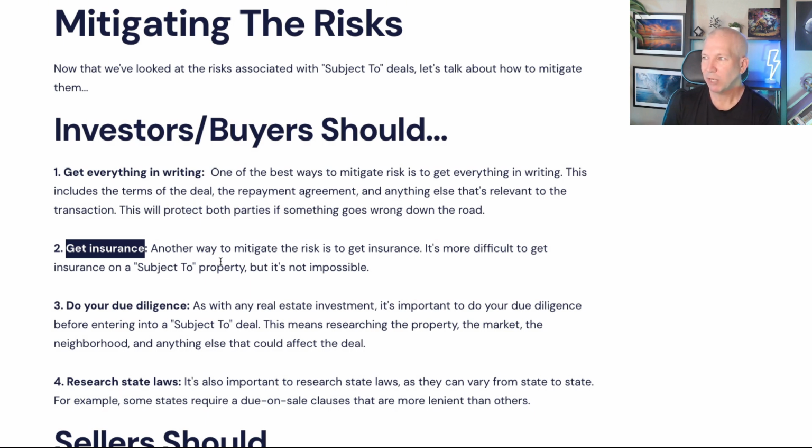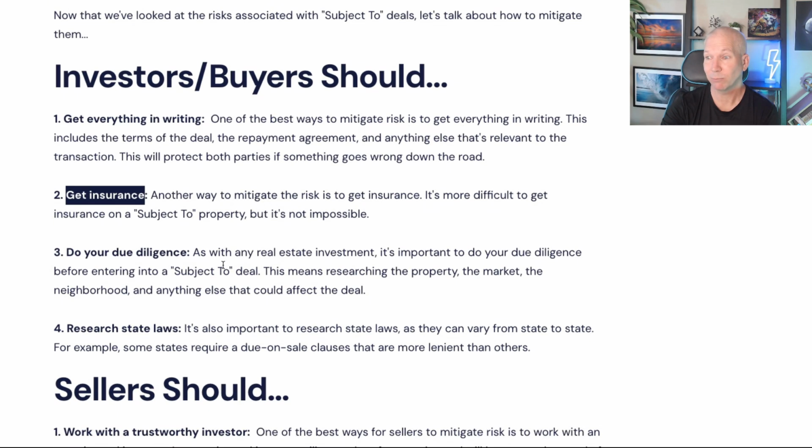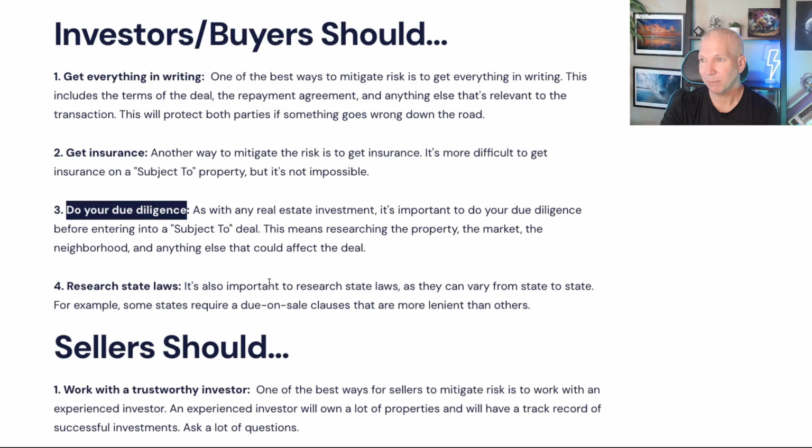Get insurance. Make sure that you have insurance on the property. You don't want to have something go wrong. You don't want to be liable. You don't want to have it burned down on you. That would really suck. Make sure you do your due diligence, as we talked about. Get that home inspection done. Get that title report. Make sure that you know everything about the property before you close. And then research.